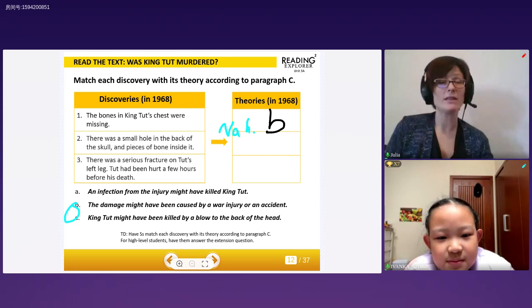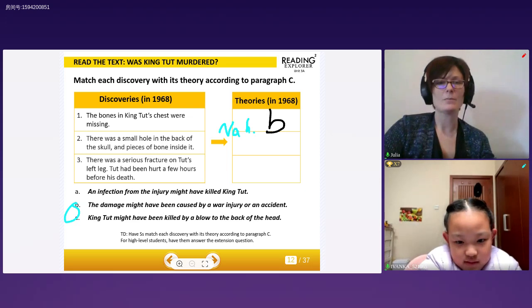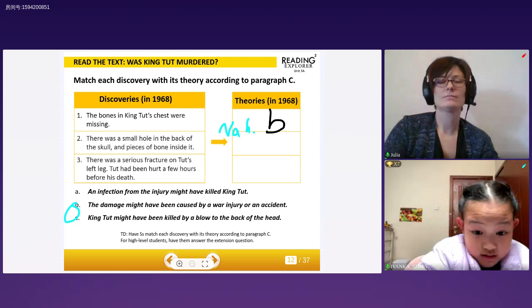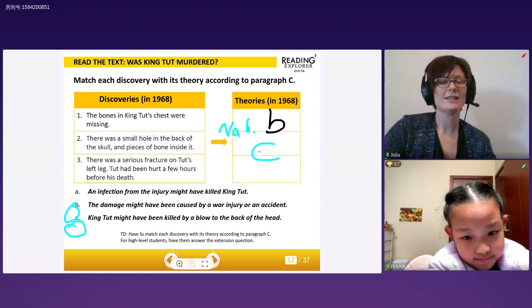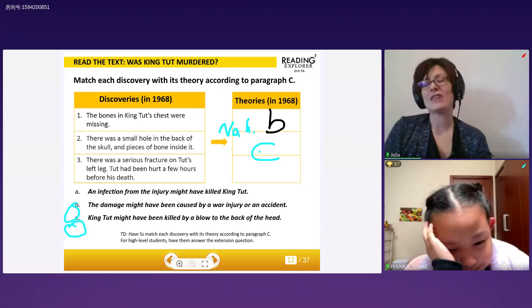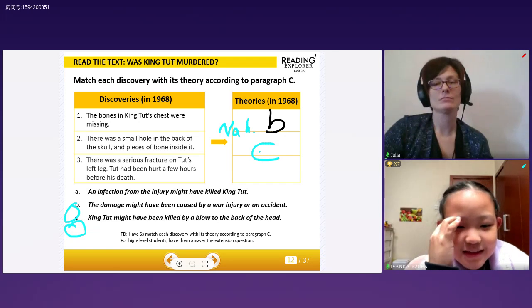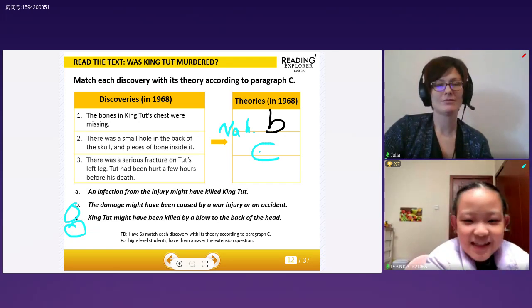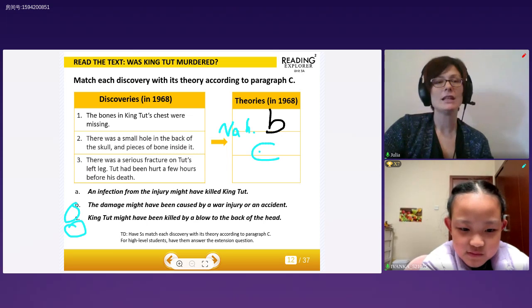There was a small hole in the back of his skull and pieces of bone inside of it. What about this one? Very good. It's very easy. Bad things could happen to him. He got a hit because of the blow in the back of his head, right?